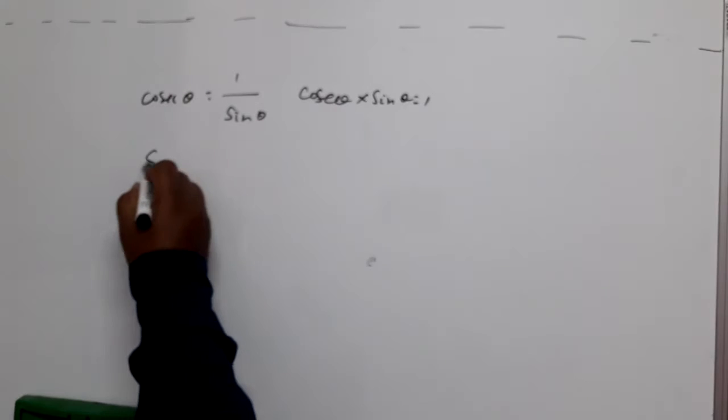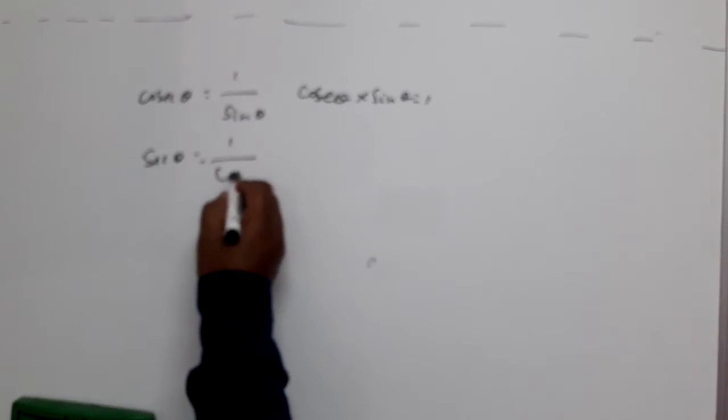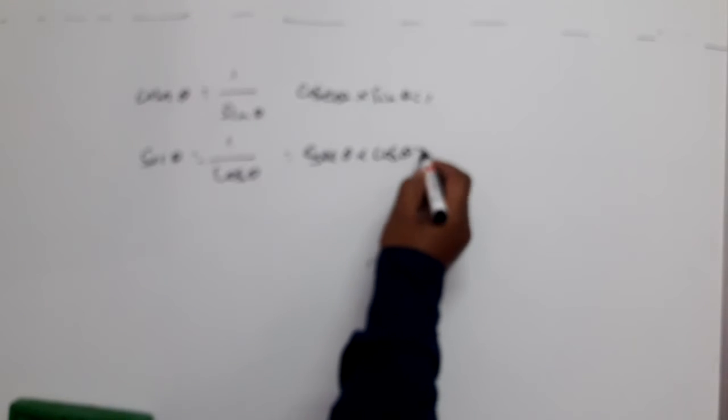Yes. In the same way, tell me what is the secant theta? That is 1 by cos theta. So can I write from this secant theta multiplied by cos theta is equal to 1? Yes. In the same way, what is tan theta? Sin theta by cos theta. What is cot theta? Cos theta by sin theta.